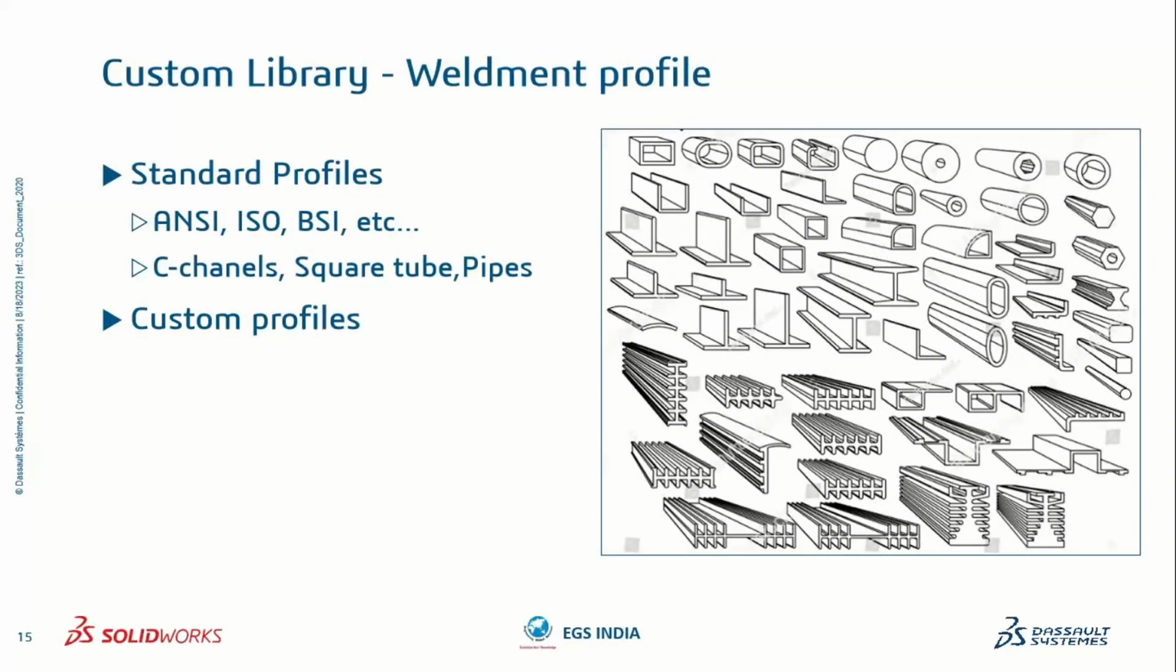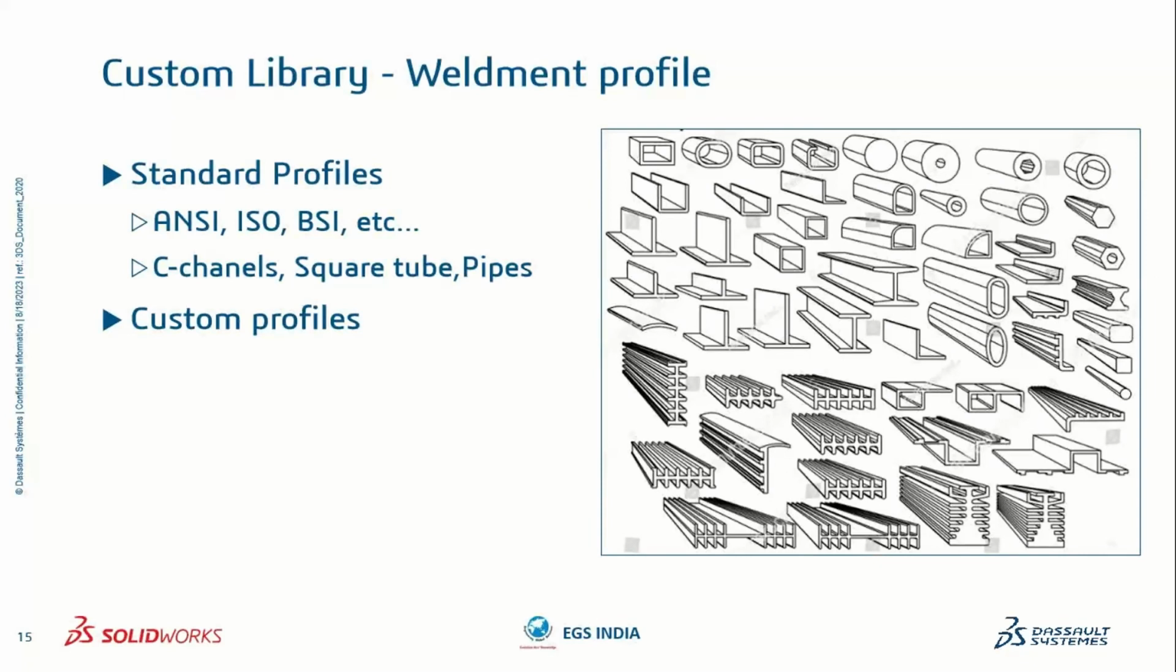Now we are moving on to our weldments, the profile extrusions. The various profile sections are used for our various applications in our standard profiles like C channels, square tubes, and pipes. There are a lot of components in our weldment profile sections.